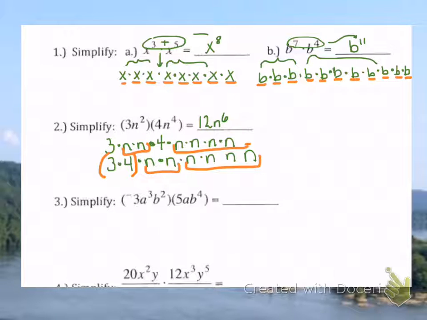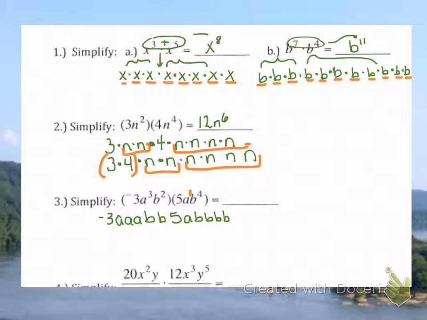Let's try number 3. So I have my coefficient of -3, and I have 3 factors of a, and 2 factors of b. I have a coefficient of 5, 1 factor of a, and 4 factors of b. Notice that that a has an exponent of 1. When you don't see an exponent, it has an exponent of 1. We don't want to make the mistake of thinking that there are 4 factors of a there just because the b has the 4. That's a pretty common mistake, so watch for that.